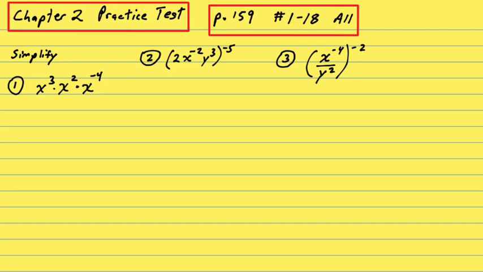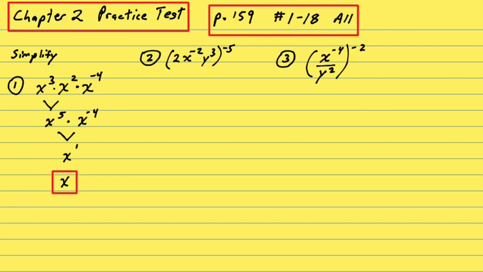Okay, when you're multiplying like bases, you add exponents. So 3 plus 2 makes 5. Now when you multiply again like bases, you add exponents, you get 1. So the answer is x to the first.